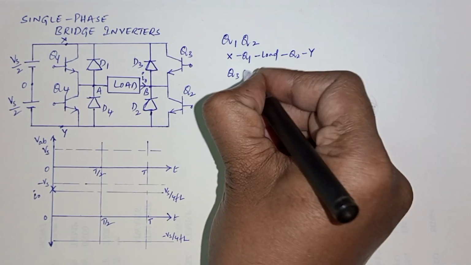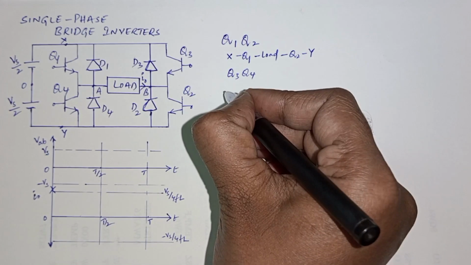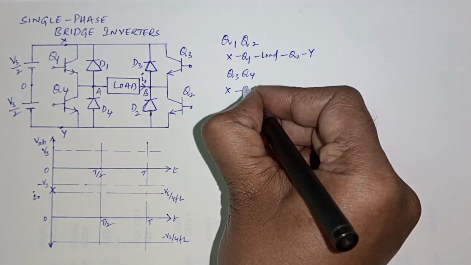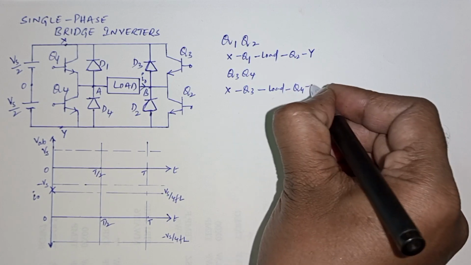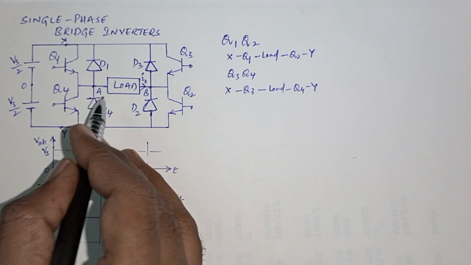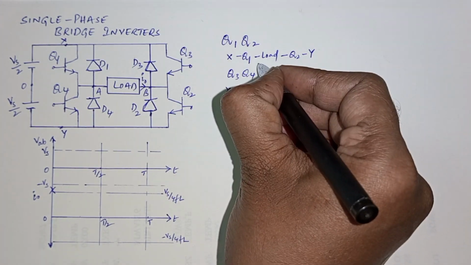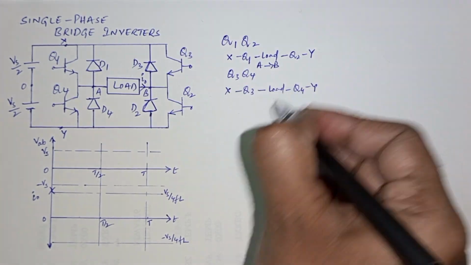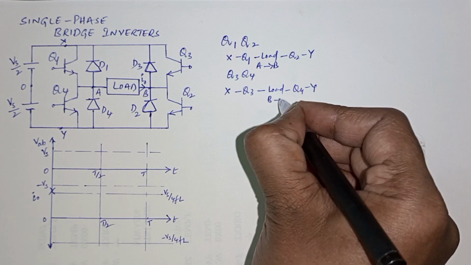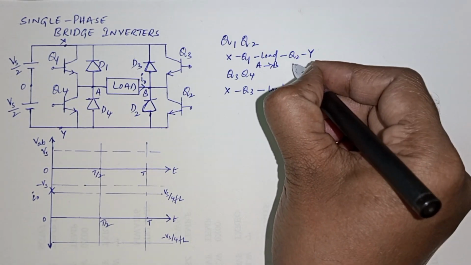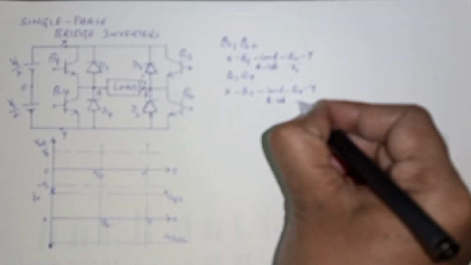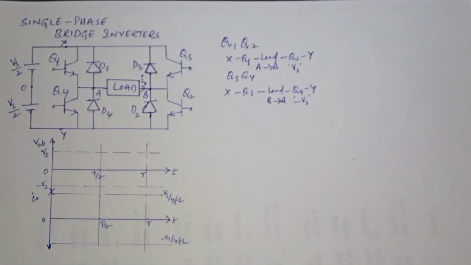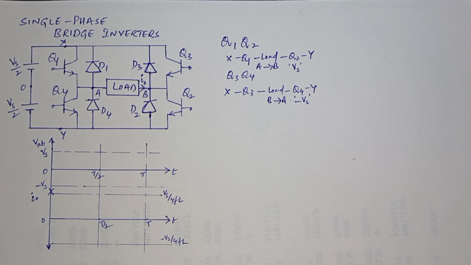When Q3, Q4 are turned on, then the path will be X to Q3 to the load to Q4 to Y. But when you observe with respect to the load, here the current path is from A to B. Here the current path will be from B to A. If this is giving Vs with respect to the load, this will give us minus Vs with respect to load. This is how a single phase bridge inverter works.